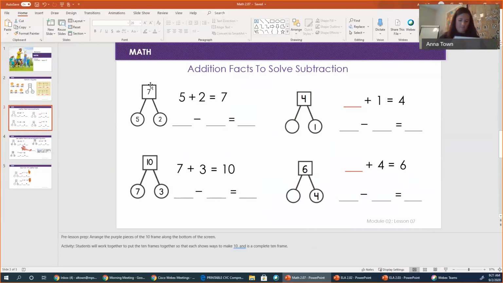We then could take away 5 equals 2. You could also do 7 minus 2 equals 5. It doesn't matter the order of the parts as long as that whole and minus sign come first. So whole is first, that's the biggest number, then our minus sign.